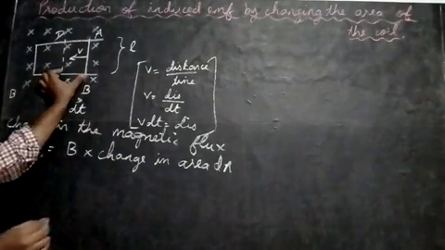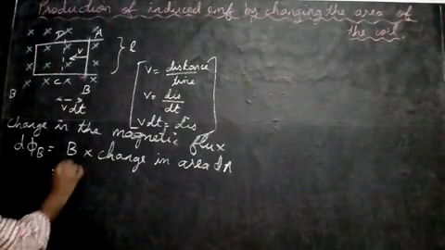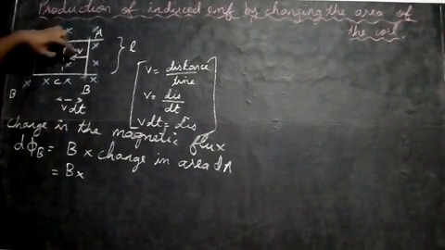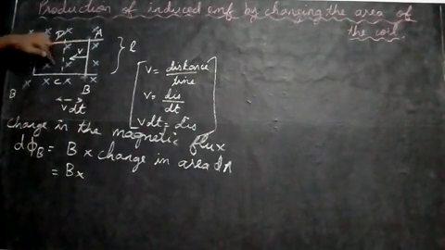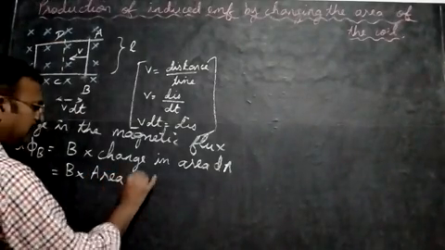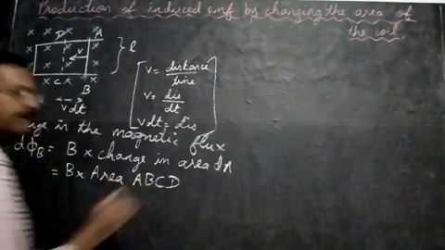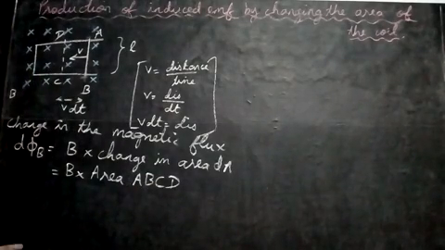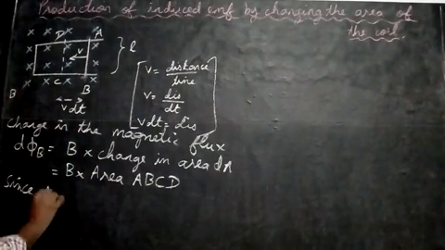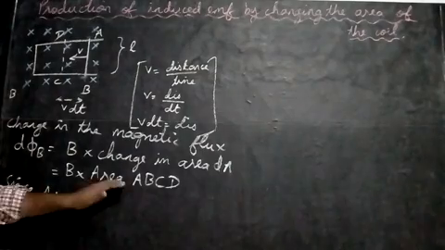The small change in the area now. So we can see that B into the small change in the area. The small change here in this part, that is A, B, C, D, is a small change in the area. So the area A, B, C, D. That's that part.